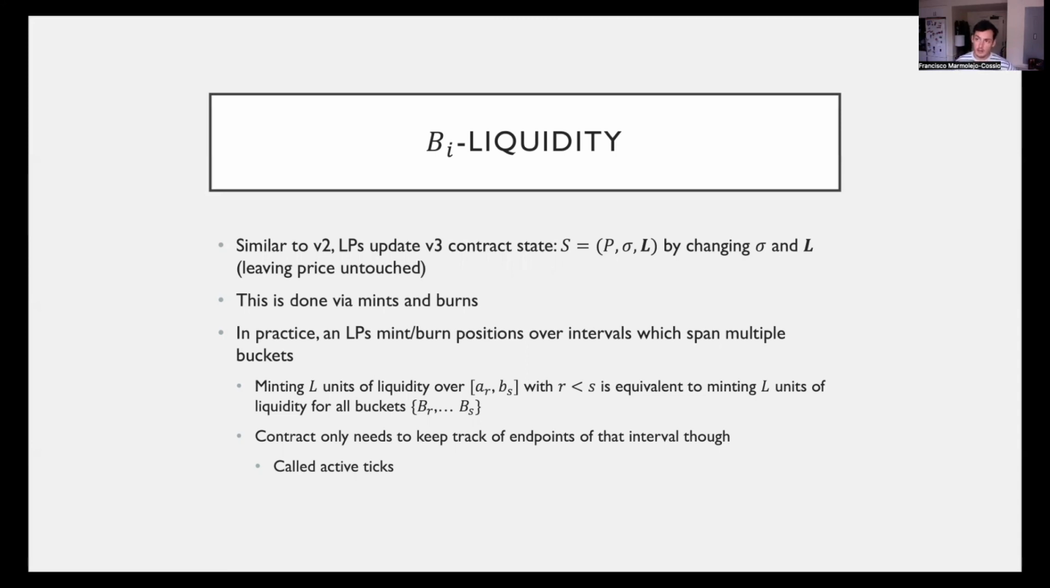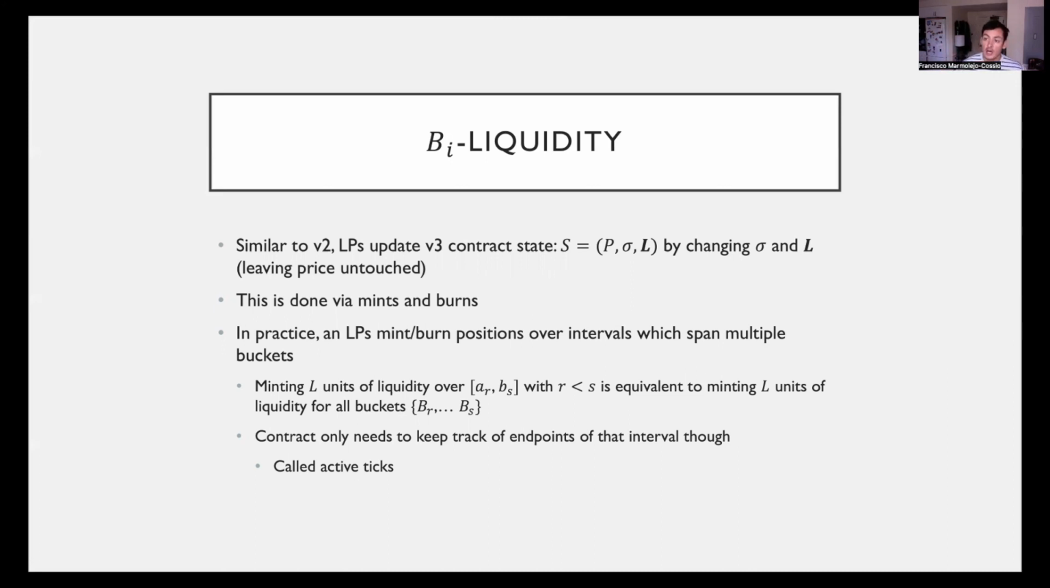And similarly, as I was mentioning a little bit earlier, the actual functionality in V3 is that I can mint a position over a set of contiguous buckets. Because really, if I want to mint over a larger interval, in this case, B_R to B_S, this is equivalent to minting the units of liquidity individually in every single one of the contiguous buckets.